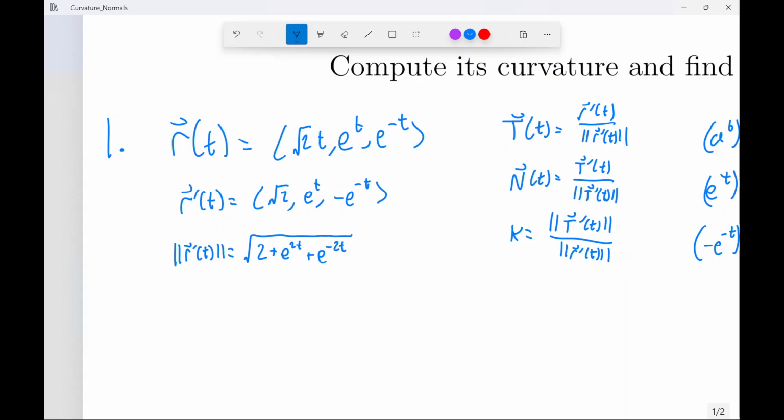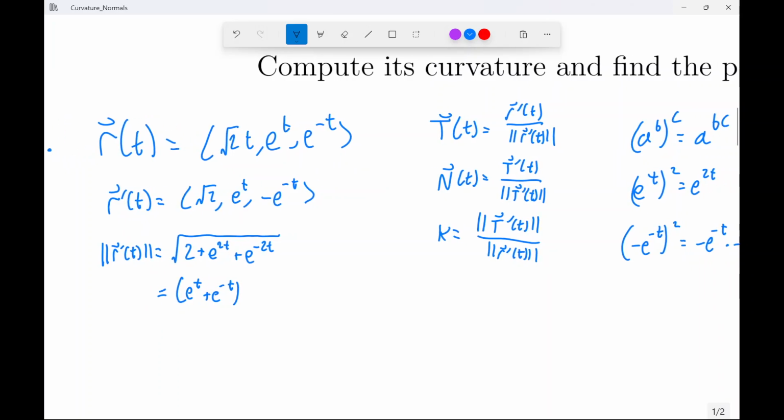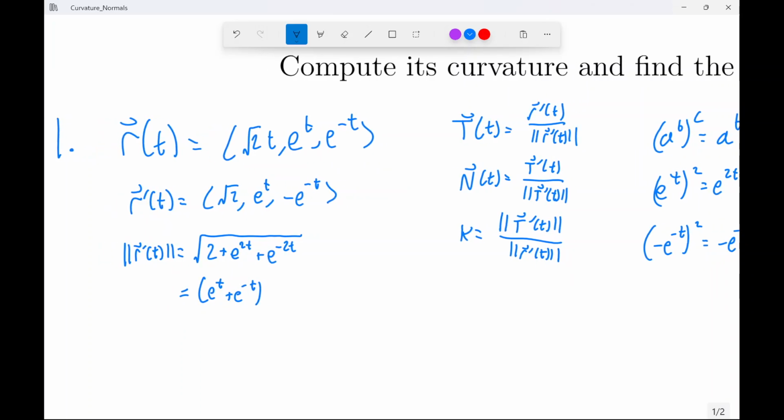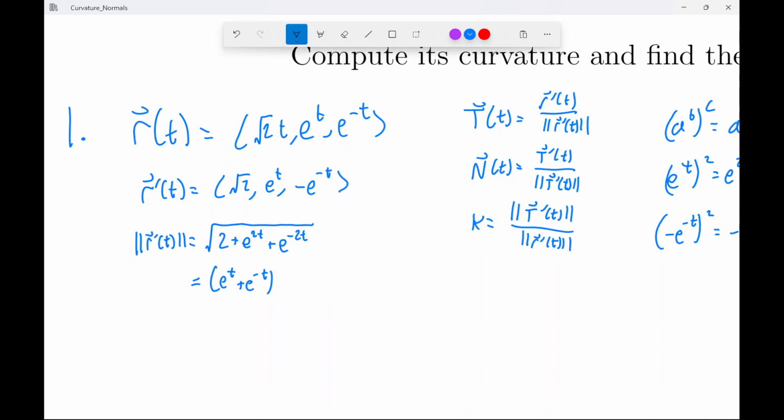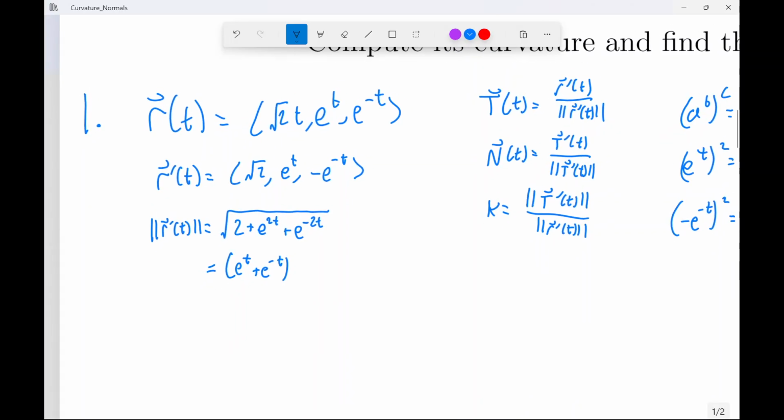Okay. And then I gave this formula in Studio. I don't really like that you're not given this formula, but this is equal to e to the t plus e to the negative t. If you want to check that, you can square this and see that you get that. If you want real quick, you can just FOIL it and you will get this if you try that. I think it's stupid that they don't give you this formula.